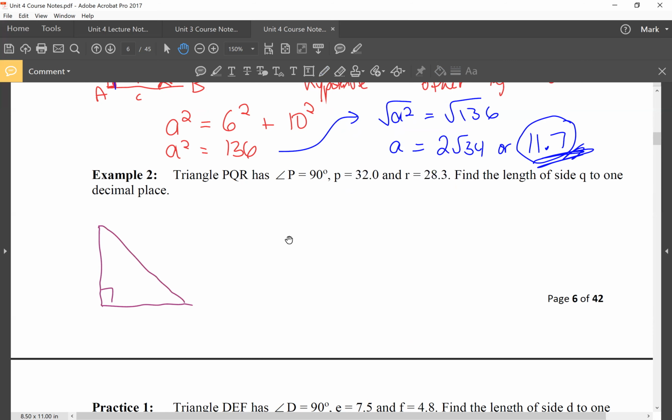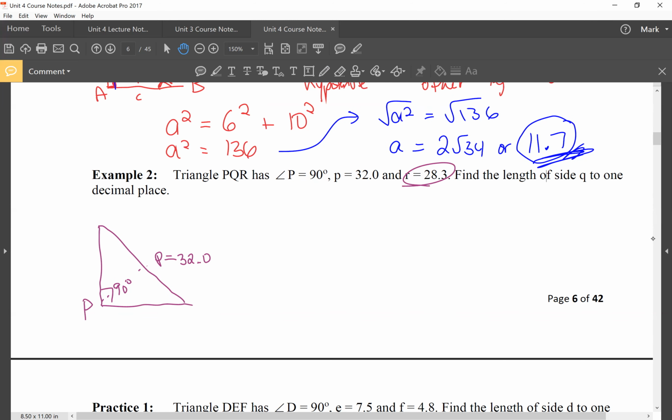So triangle PQR. Angle P, so this angle is P, is 90 degrees. So that means little p, side p, is across from it, and that's how it always works. Now the other angles, oh, and it tells me that p is 32. Sorry, I know it's really hard to tell the difference between big P and little p, but anyways, you'll see with the R. It also says that side r is 28.3.